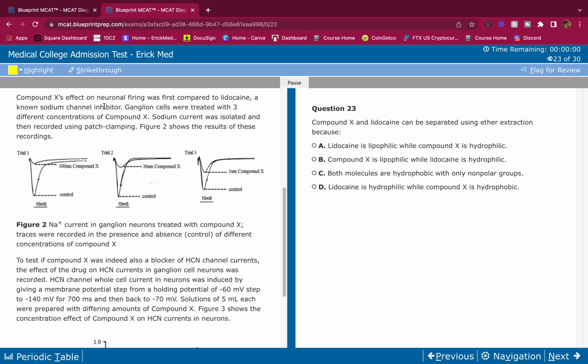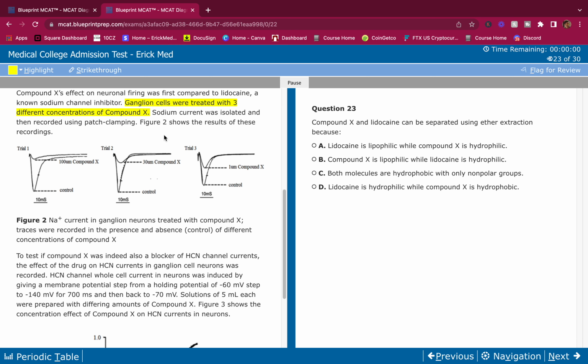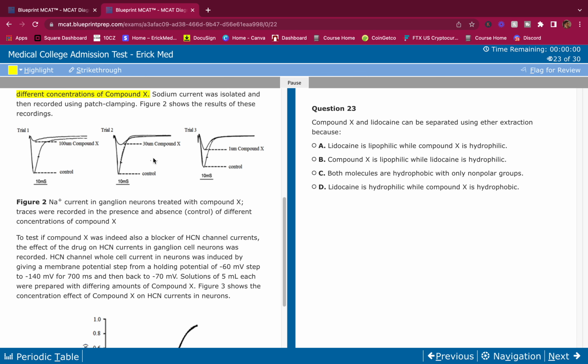Compound X's effect on neuronal firing was first compared to lidocaine, a known sodium channel inhibitor. Ganglion cells were treated with 3 different concentrations of compound X. Sodium current was isolated and then recorded using patch clamping. Figure 2 shows the results of these recordings. So they're trying to see how the firing compares to lidocaine when they use compound X here. I'm not going to look at these figures yet. Only when the question asks for it do I look at these figures.